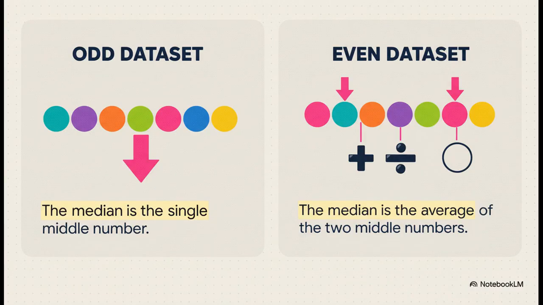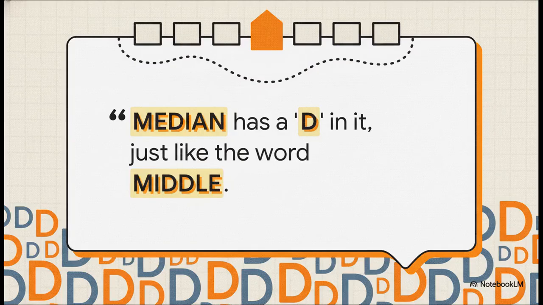But wait a minute. What happens if you don't have just one single middle number? Like, what if you have an even number of data points? It's actually really simple. You just take the two middle numbers, add them up, and divide by 2 to find that median. Here's another super simple memory trick for your toolkit.